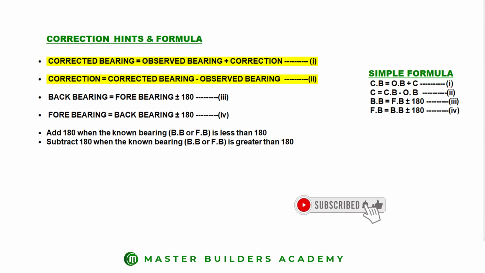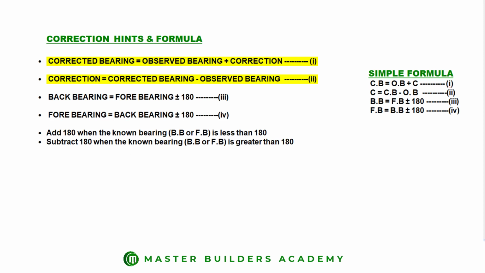So let me make it straight this way so that you understand it. Take for instance, we already know the forebearing and we want to find the back bearing. As long as the forebearing is less than 180, you will add 180 so you can get the back bearing. Similarly, you subtract 180 when the known bearing, which is the forebearing in this case, is greater than 180. So when the corrected forebearing is greater than 180, to obtain the corrected back bearing, you subtract 180.